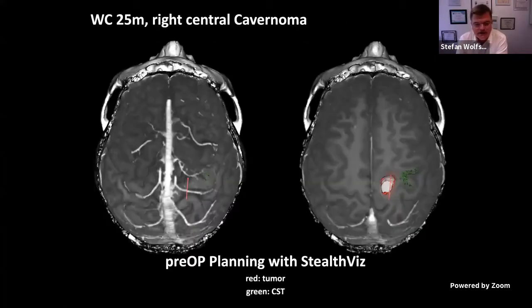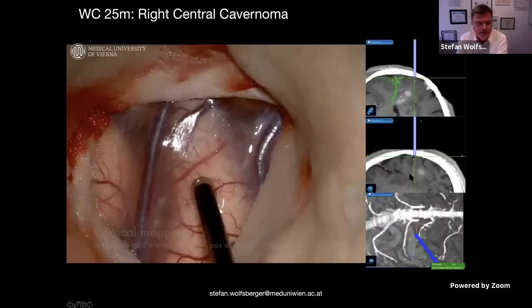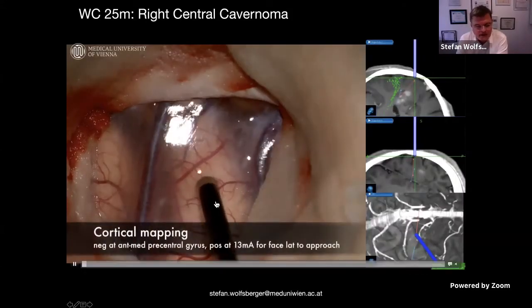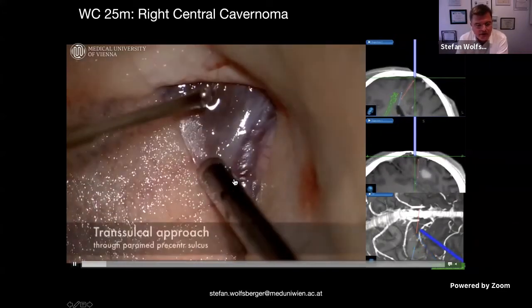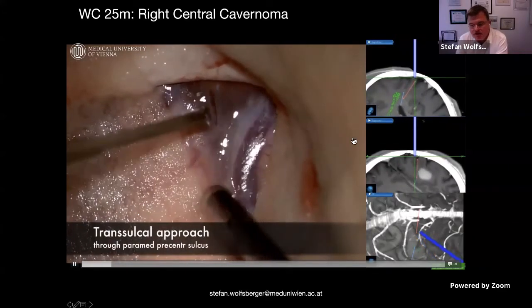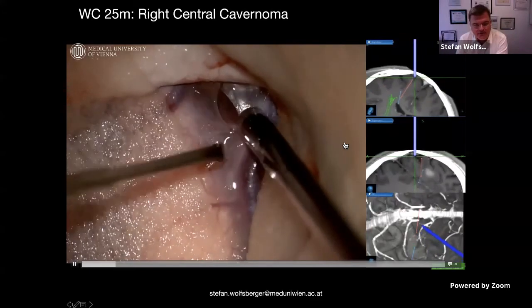So here we did some 3D planning, and we convinced him that now is the right time to remove this cavernoma, because of course now you have the bleed and you have the space to remove it. Again, in green, you see the corticospinal tract, very, very close to it. And here's the image. Here you see our suction tip is free. We're continuously stimulating because we want to know where is the precentral gyrus. So then we do a transsulcal approach that we had planned before in the precentral sulcus.